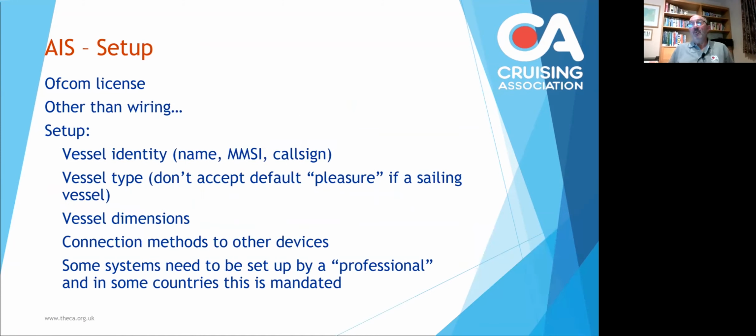In terms of AIS setup, again, if you are transmitting, you need to add it to your VHF license for your boat. You've then got the wiring and then the setup of the vessel's identity, the type. Now here is a very common fault. People fit their AIS system and they accept the default that is offered to them when they're installing it of being declared a pleasure boat, a pleasure vessel. If you're a sailing vessel, please make sure to change that to sailing vessel. Your vessel dimensions are not really so useful on a small yacht, but of course for big ships it is important that they define how large they are.